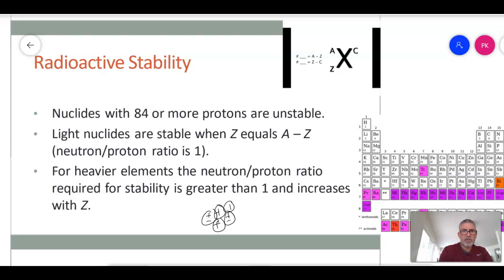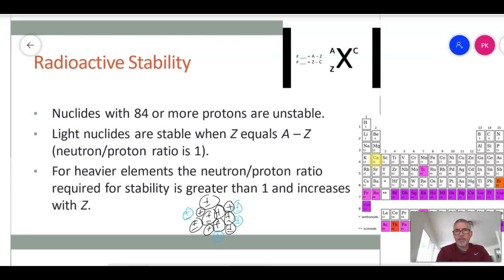But as we start getting larger and larger, that positive charge ends up becoming too much, even with the addition of neutrons. So we're going to start needing more and more neutrons to surround this nucleus to make it stable. And really, that starts to happen around calcium. We talk about right here that nuclides with 84 or more protons are unstable, but really the light nuclides are stable when Z equals A minus Z.